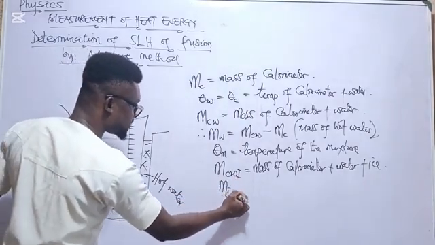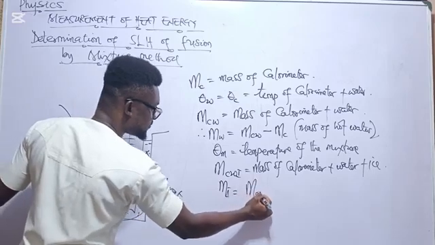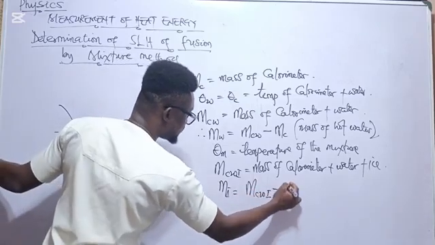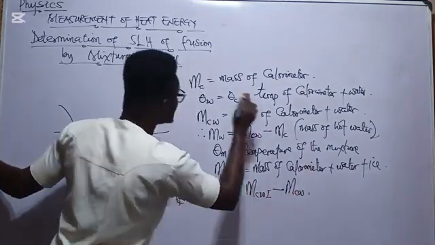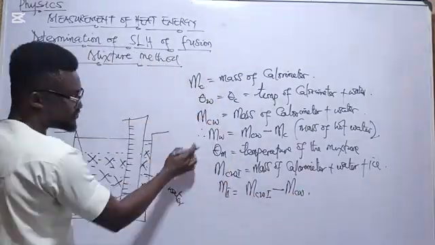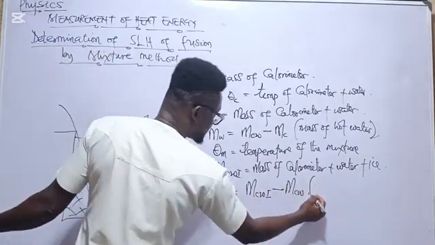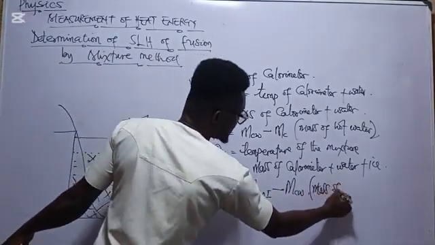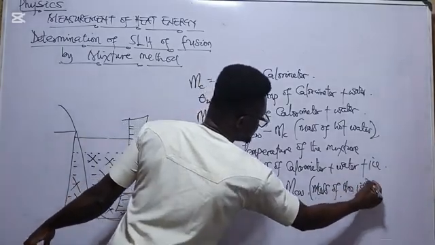Hence, mass of the ice will now be mass of calorimeter, water, ice, minus mass of calorimeter and water. That gives the mass of the ice.